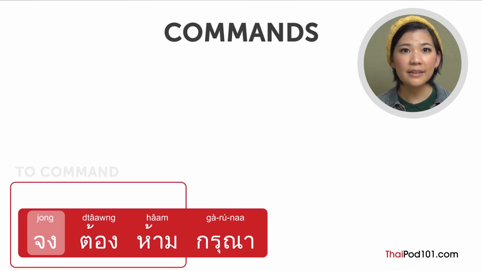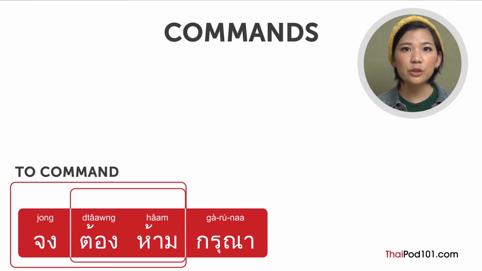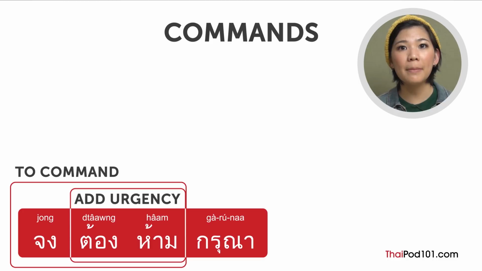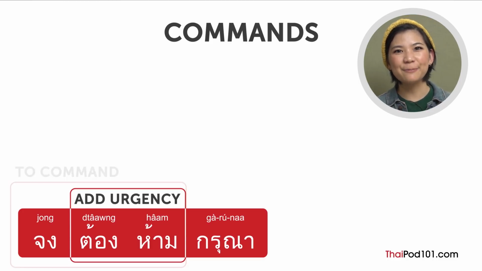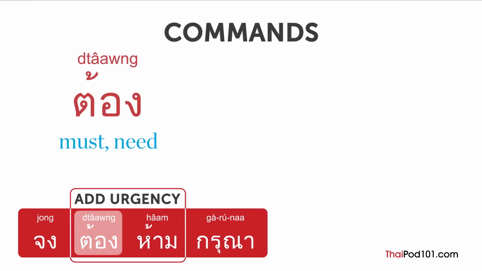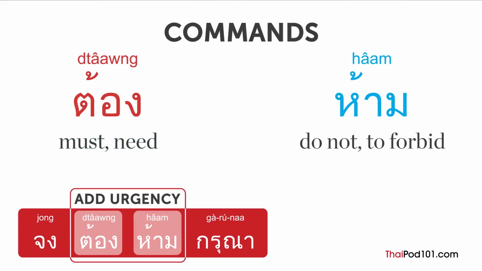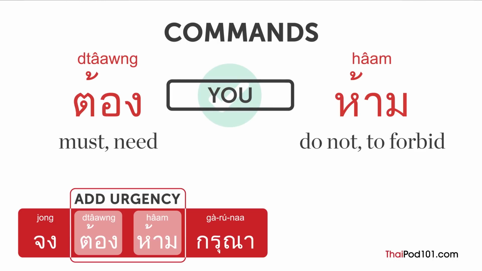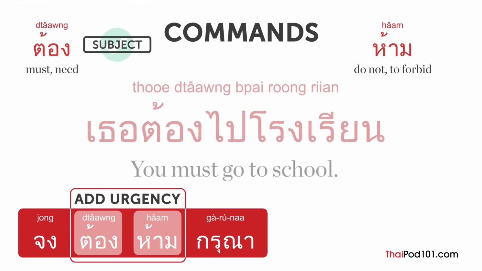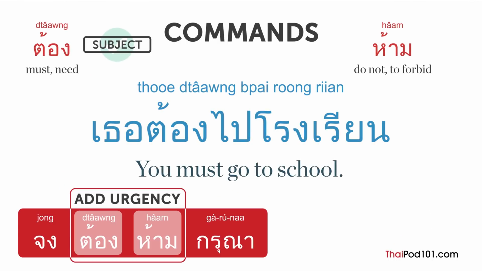When giving a command, there are other words which give some urgency to the command. Let's go over some. ต้อง must or need, or ห้าม do not or to forbid. One thing different about the usage of ต้อง is that it can be used with a subject noun. For example, เธอต้องไปโรงเรียน you must go to school.